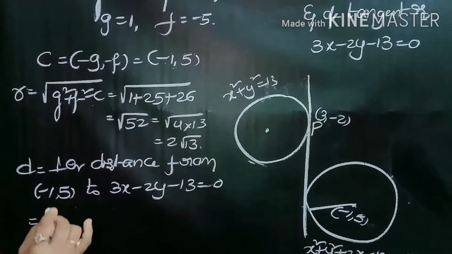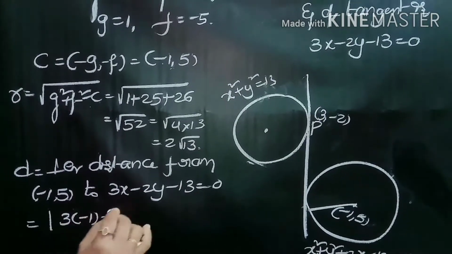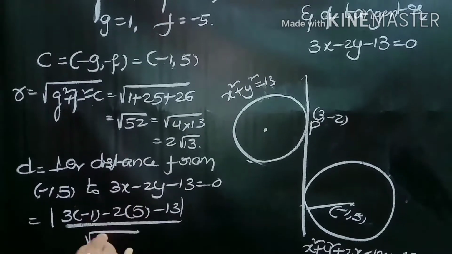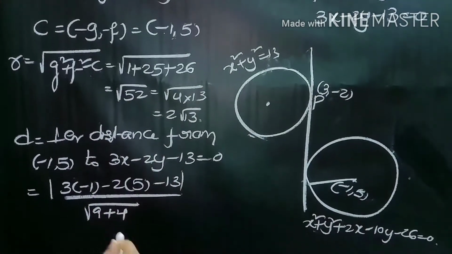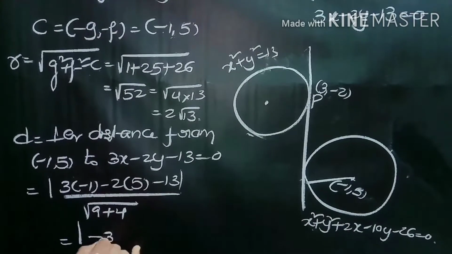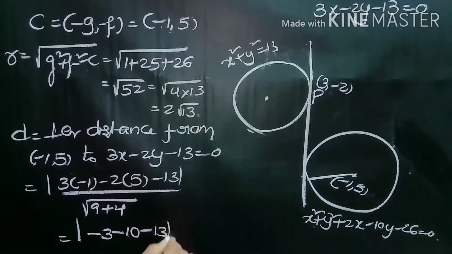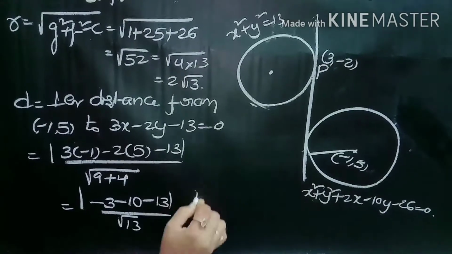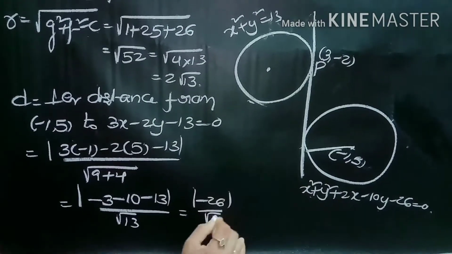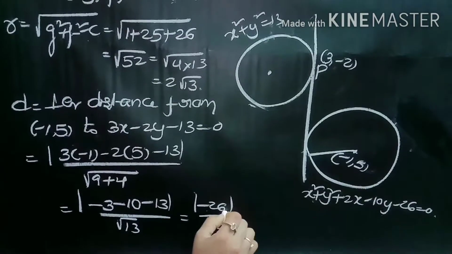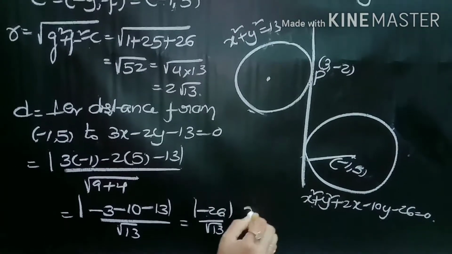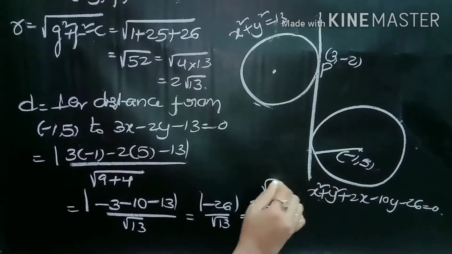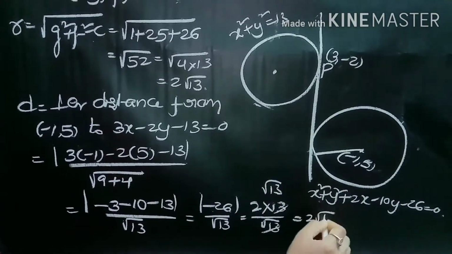Now finding the distance value, that is modulus of 3 into -1 minus 2 into 5 minus 13, divided by the square root of 3 square plus (-2) whole square, which is 9 plus 4. This equals modulus of -3 - 10 - 13 by root 13, that is modulus of -26 by root 13. 26 is equal to 2 into 13, so 2 into 13 by root 13.